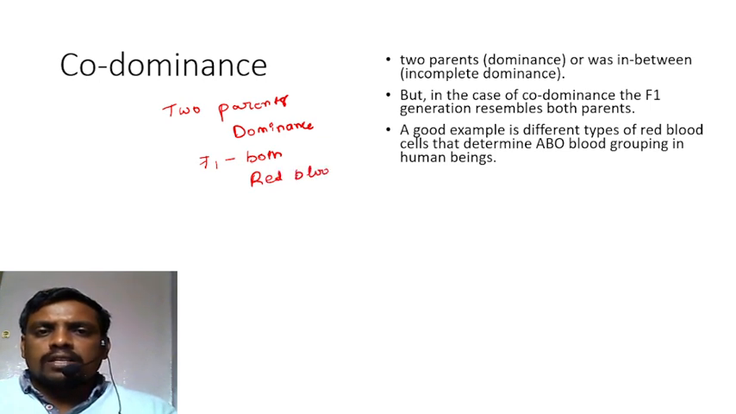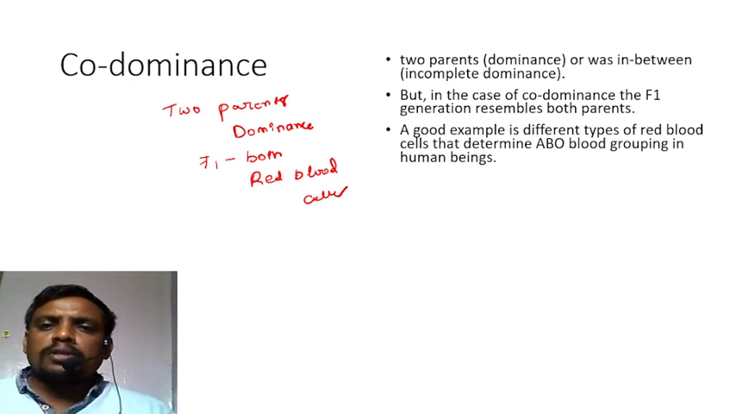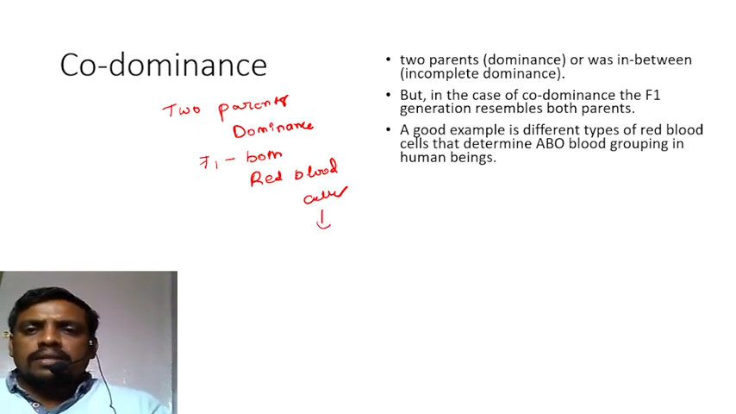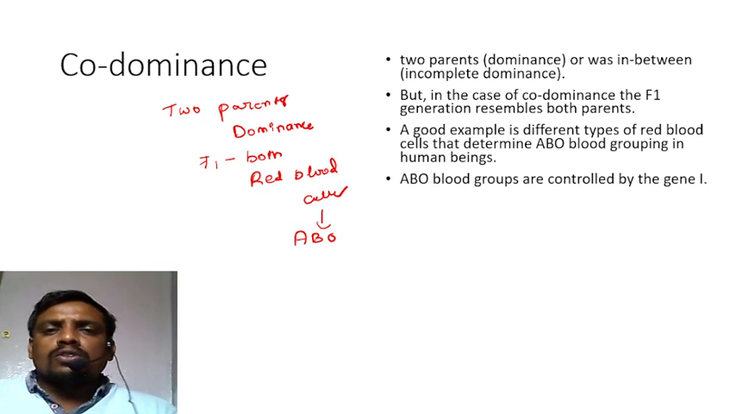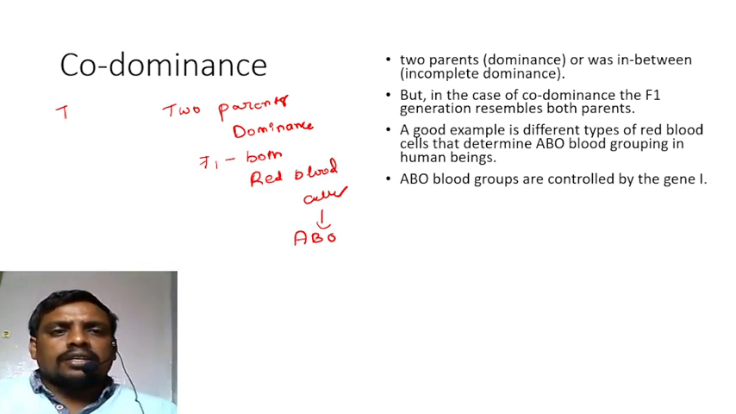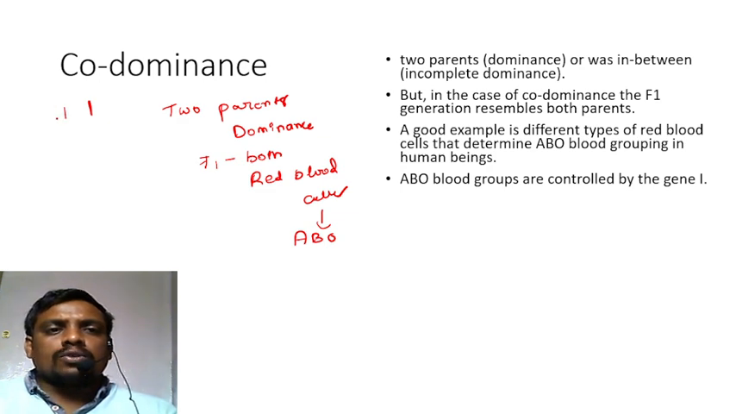We have red blood cells. These red blood cells are red in color due to the presence of hemoglobin, that you know. That determines the ABO blood group. Why? Because ABO blood grouping is controlled by the gene I. Gene I controls the ABO blood grouping.